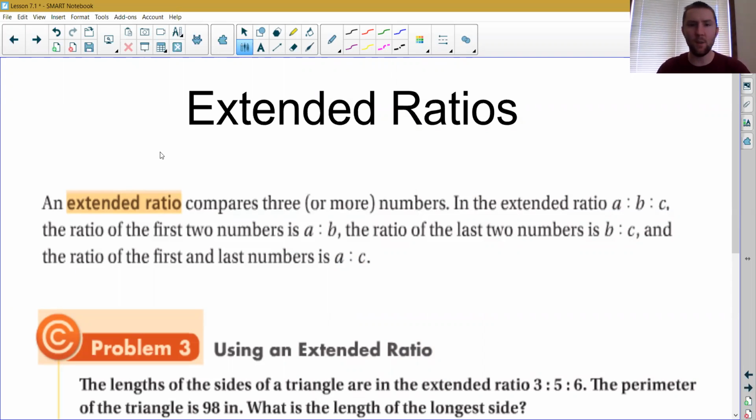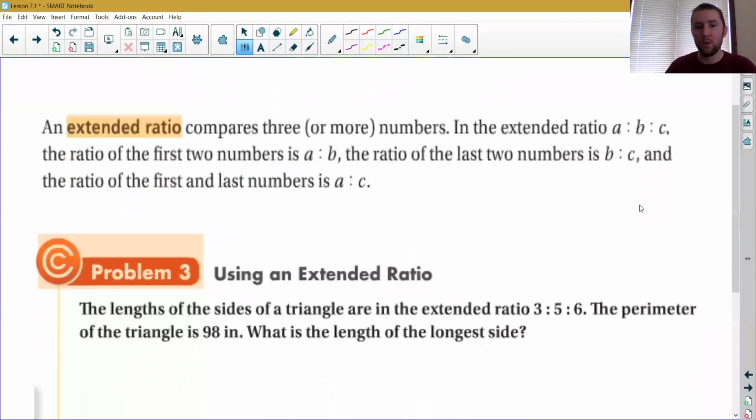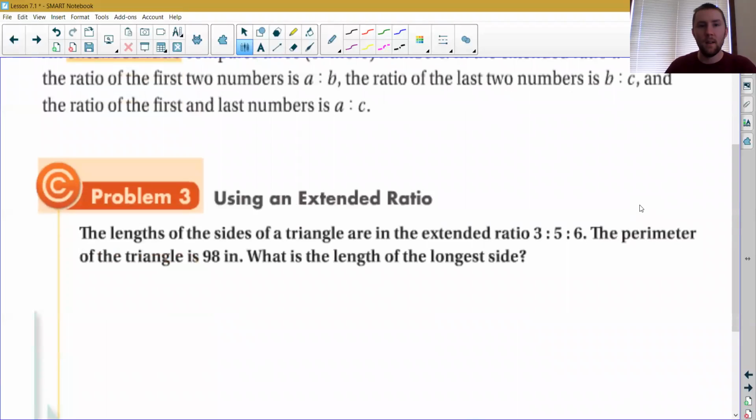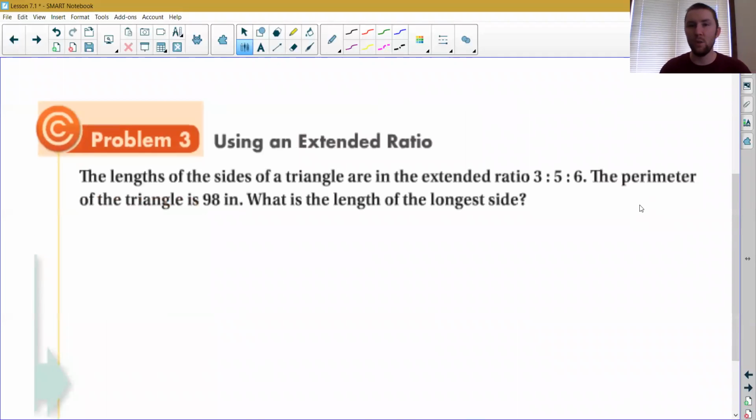And when we write extended ratios, we have to write them with the colon version. Okay, so we have to write them in this way because a fraction of 3 numbers doesn't really make any sense. So we always write our extended ratios in this format. Okay, and that's how you're going to see your book doing it. And then we can basically do exactly the same thing we were just doing and answer questions using these ratios.